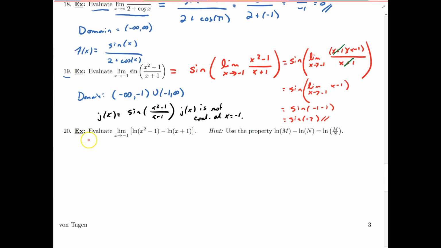So I'd like you to now try that with question number 20 here with this natural log function. You're going to have to use this property. Okay, so put that in, practice that. But go ahead and give number 20 a shot on your own, and you'll get a chance to check with your neighbors in class tomorrow.